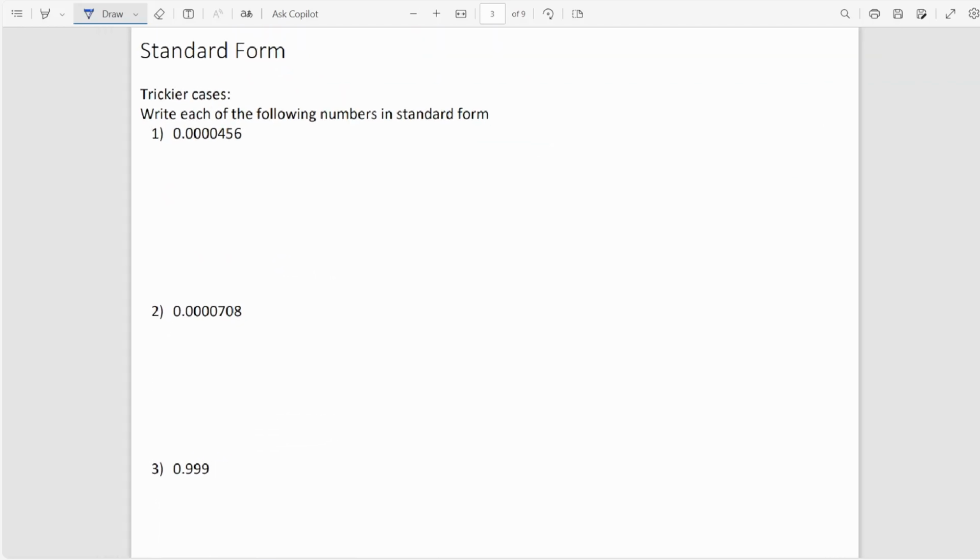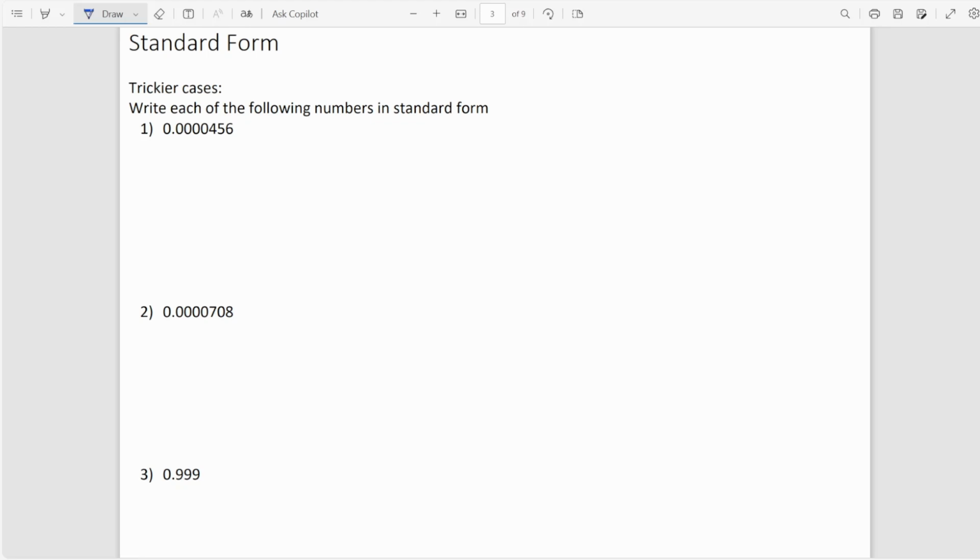So sometimes you have a little bit of a trickier cases to deal with. So we have here, let's write each of the following numbers in standard form. So we have 0.00000456, okay? So I will start moving to the right so I can get a number between 1 and 10. So 1, 2, 3, 4, 5, and I will stop here.